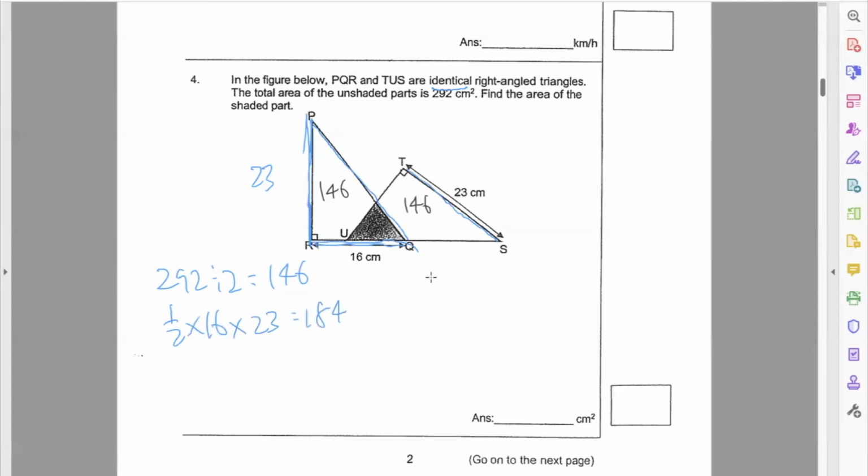So with 184, which is the area of this triangle, if I take away 146, what I will be left with will be the shaded portion of the figure. So I use 184 take away 146. I don't have a calculator, so let me do it. 4 minus 6 we borrow, 14 minus 6 is 8.